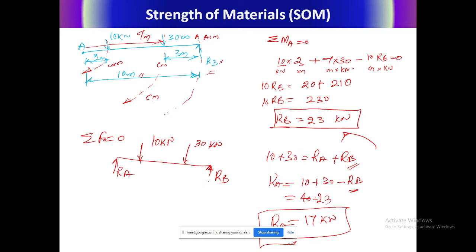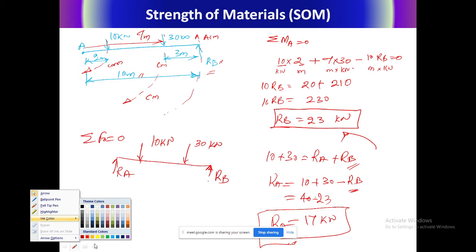Okay, so last class I calculated the value of reaction force. Now that you have the value of reaction force, you need to find the shear force as well as the bending moment over the section. We have calculated the reaction force at support A as 17 kilonewton, and at B as 23 kilonewton. I think you got the concept of how to calculate the reaction force.